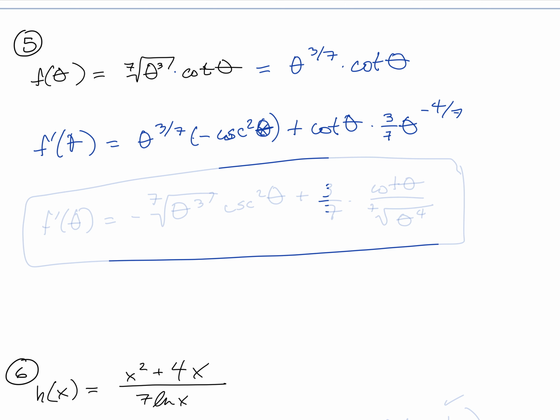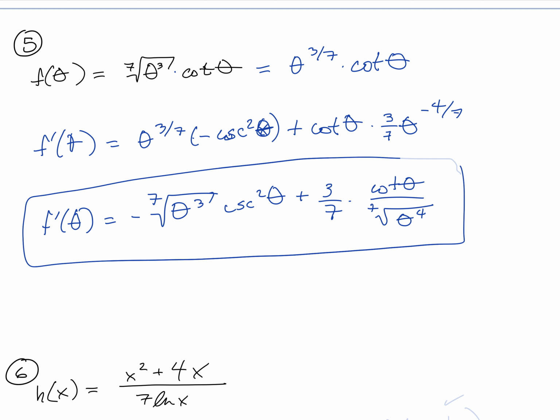And so we could rewrite that. F prime of theta is equal to negative the 7th root of theta cubed times cosecant squared theta plus 3/7 times cotangent of theta divided by the 7th root of theta to the 4th. So that is our f prime of theta.